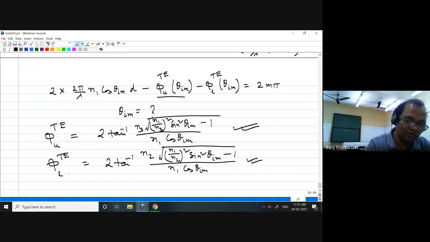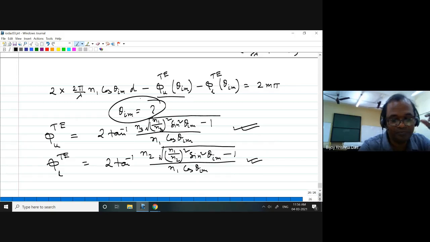That is for TE. And for TM correspondingly you have to use different expressions. This will be N1 by N3 and this one will be N1 by N2. That is the difference. Okay. So now you see this is theta im, this is theta im and this is theta im. My intention is how to solve this theta im. Can you do that? How will you solve this? Can you find a good analytical expression of theta im out of it?